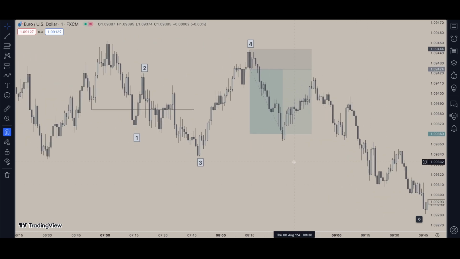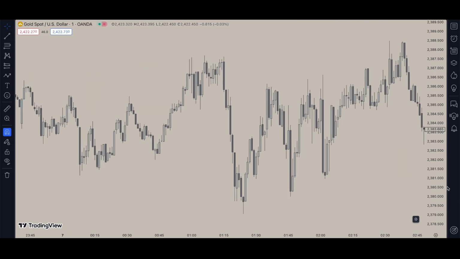Let's take a look at another one. So now we're on gold. Let's take a look at another example here. We have a bullish SBS pattern right here. See if you can identify it. If not, don't worry about it. You're going to get used to it the more you backtest.